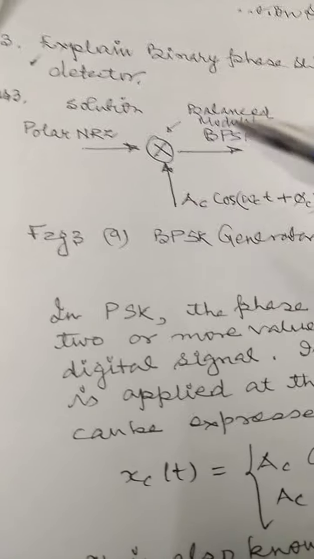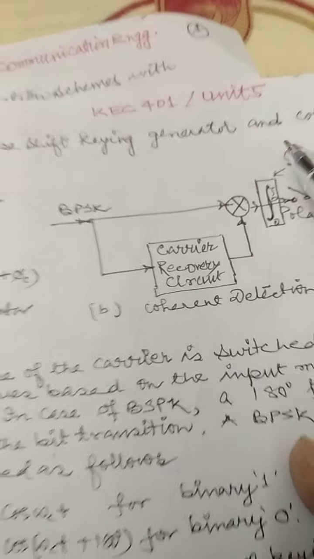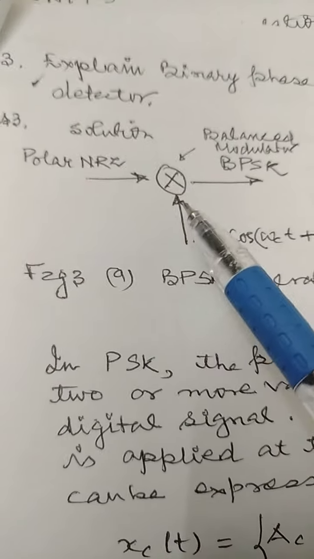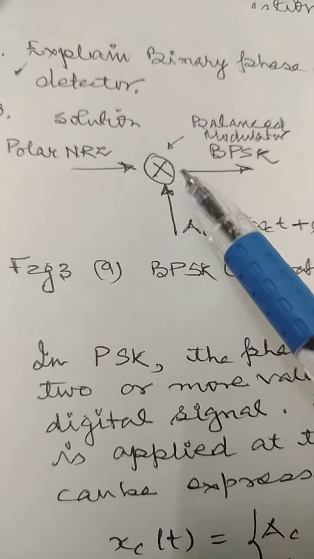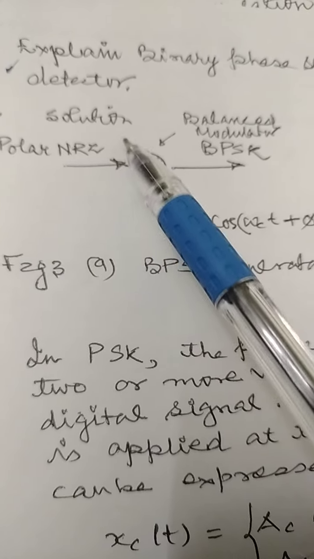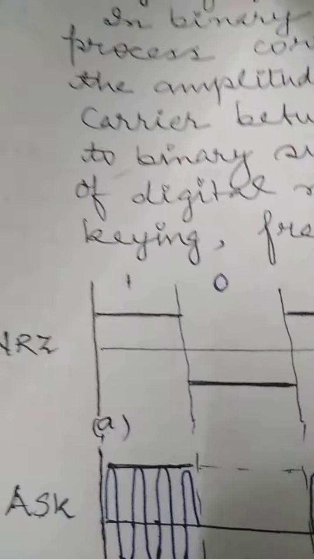That is BPSK. If we take BPSK, that is question number 3. Question number 3 has been written as: explain binary phase shift keying generator and detector. Here the diagram has been shown. Remember it. A polar non return to zero sequence has been provided, as we have taken in the next signal. A non return to zero signal we have taken.